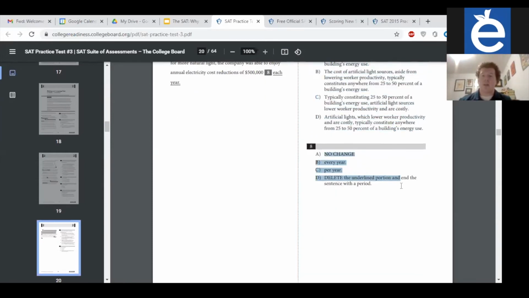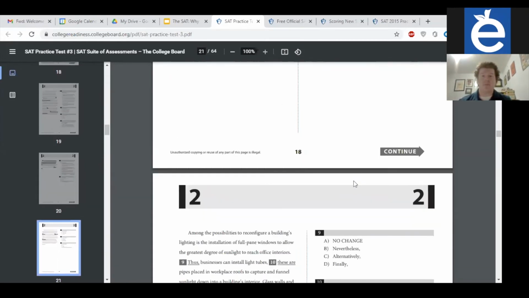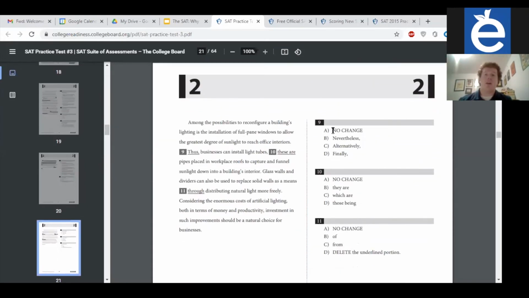Okay, moving on to number 8. No change, every year, per year, or delete the underlined portion. This is about usage. We have to see if this fits in logically. This kind of question, we don't necessarily have a rule we can follow. We just have to see if the information we're providing fits in, or if it doesn't fit in to that sentence. Then moving on to number 9, these kinds of questions, we're choosing a transition.